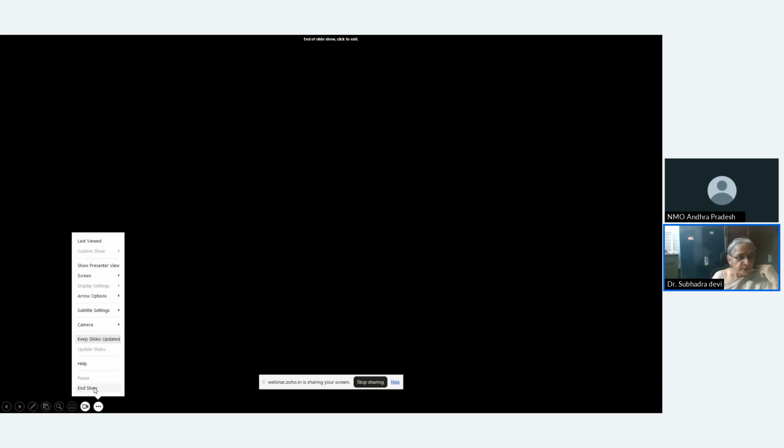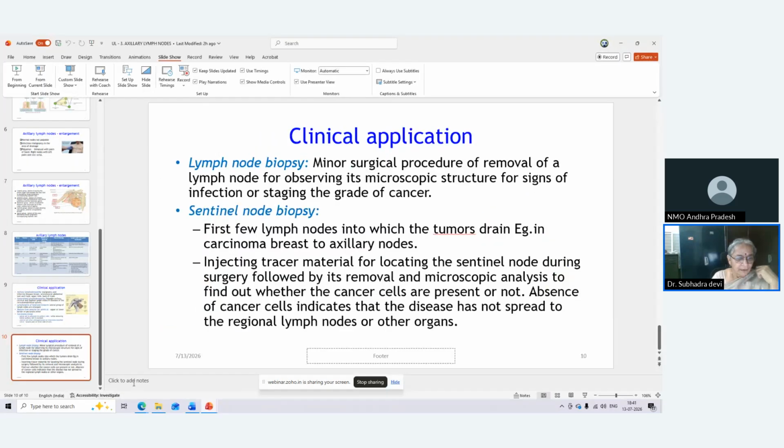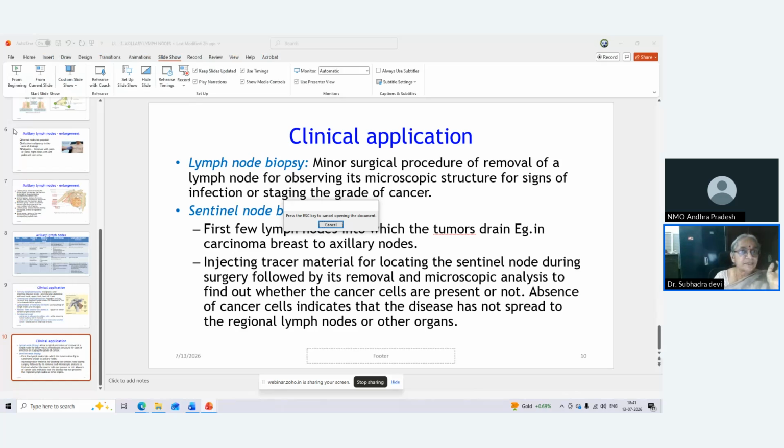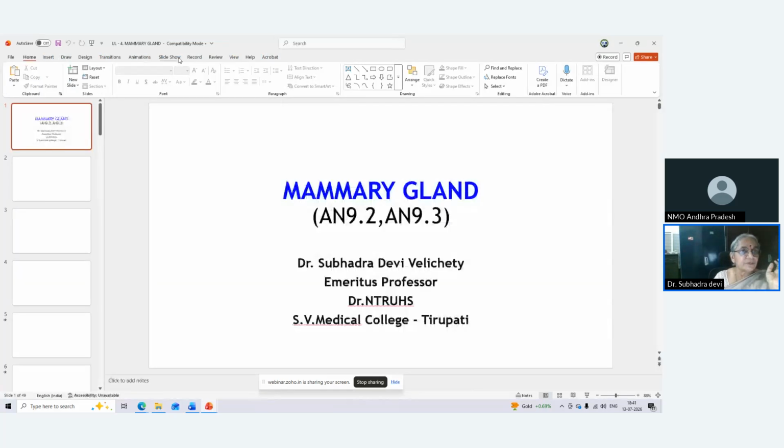So once we know this part, now the lymphatic drainage of mammary gland is easy for you if you have knowledge of the axillary lymph nodes. Axillary lymph nodes is a short notes question. Lymphatic drainage of mammary gland also is a short notes question.